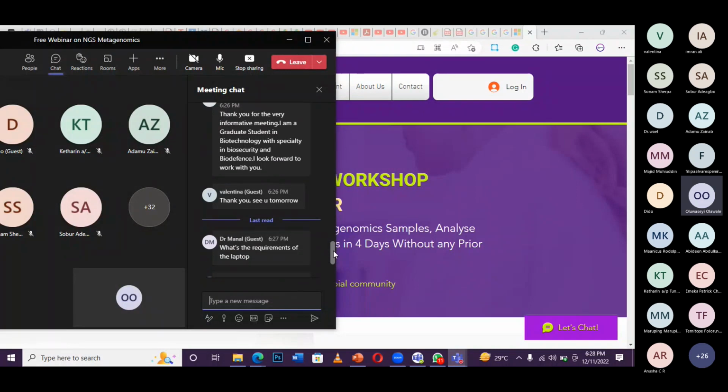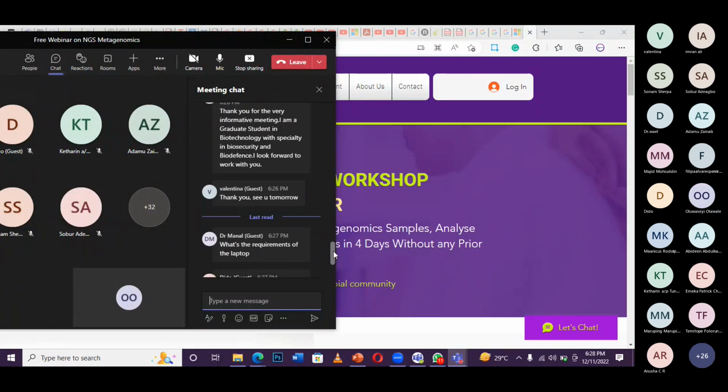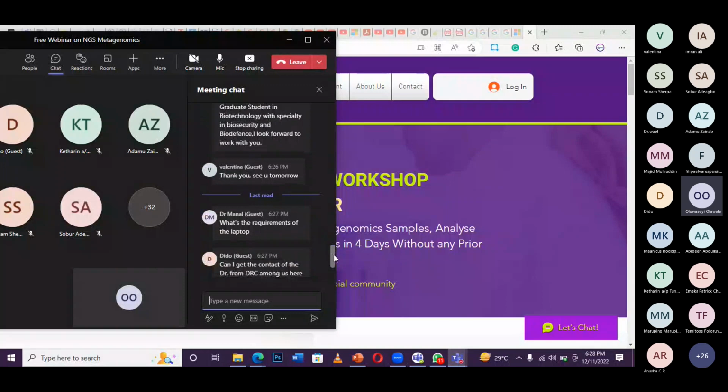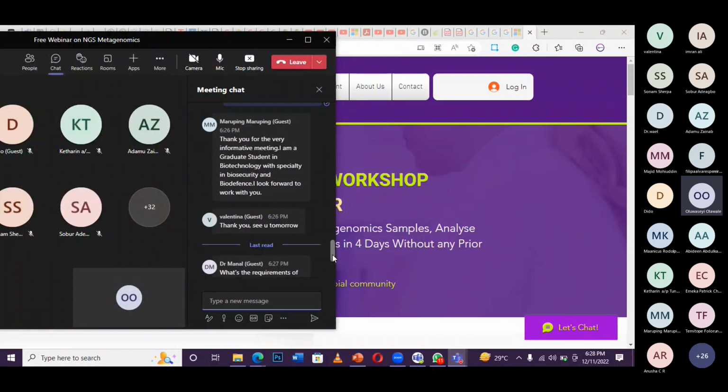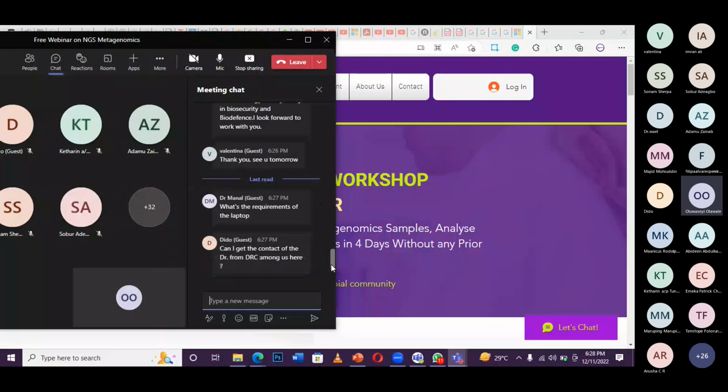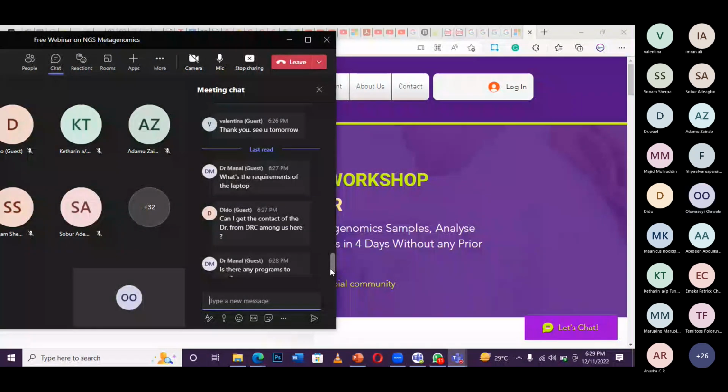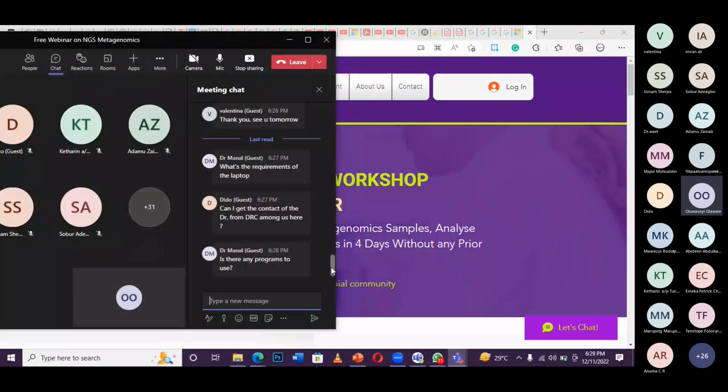What's the requirement of the laptop? Like I said, because we're going to be giving you Genius software, I think you need a minimum of maybe 2 gig RAM and a minimum of maybe 80 gig ROM to be able to install the Genius software. The Genius software runs different kinds of bioinformatics analysis, and it's lifetime access. So it will work. Okay, I think we've done that.